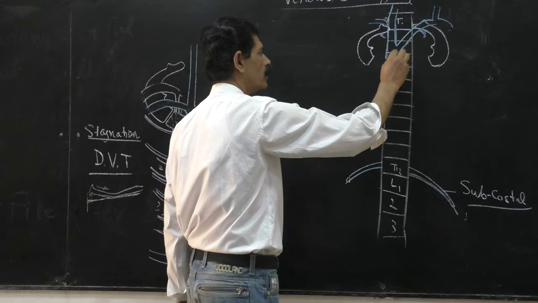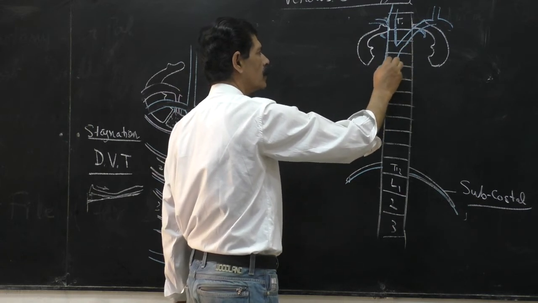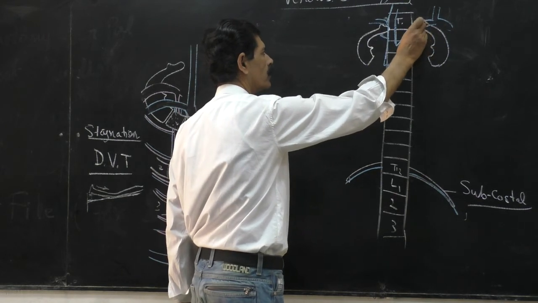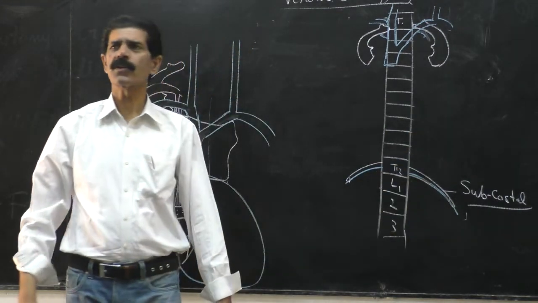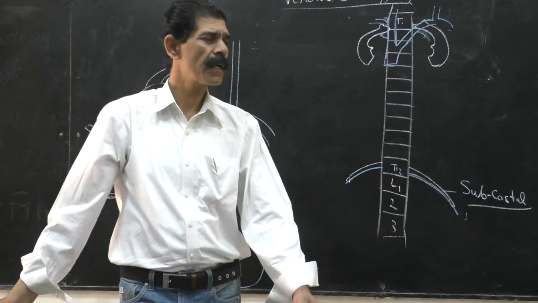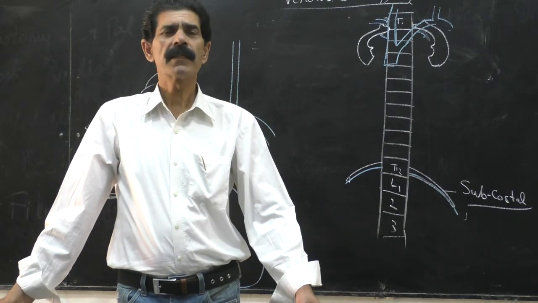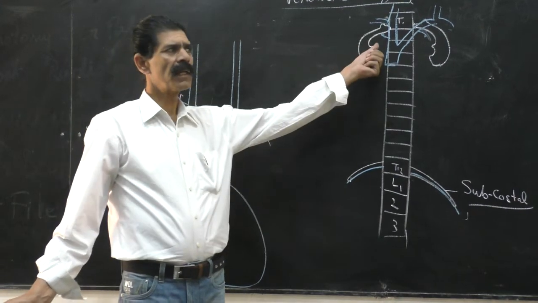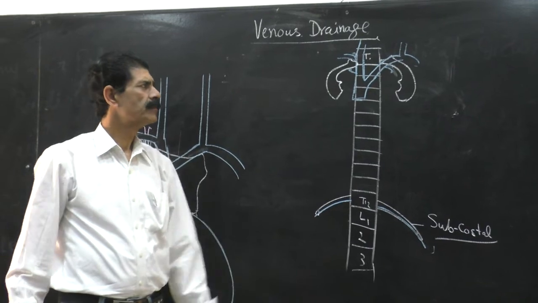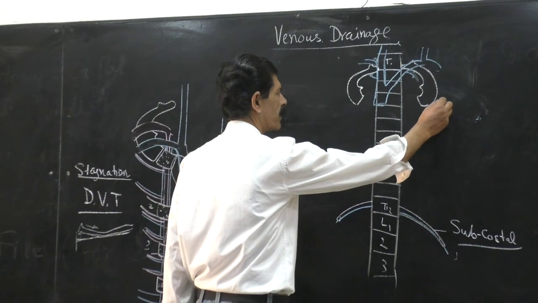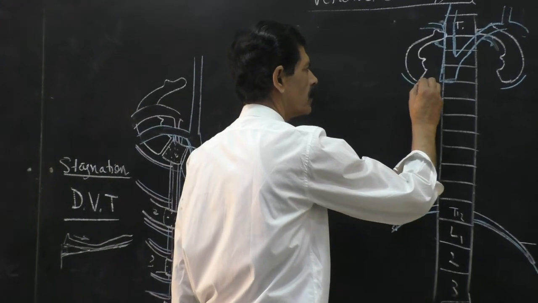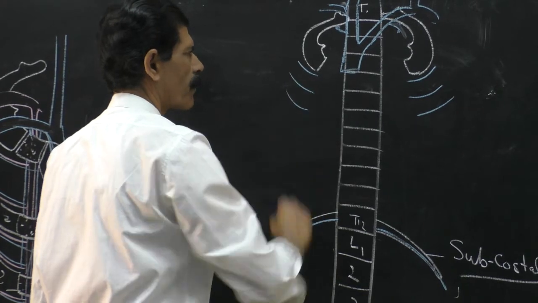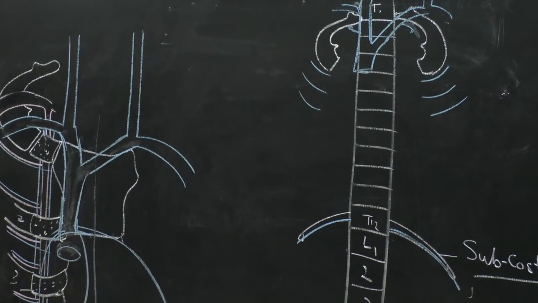They open into the brachiocephalic veins. First posterior intercostal vein, they open both on right and left side into the right and the left brachiocephalic, because that is nearby. Then the veins from the second, the third and the fourth, they all unite together.